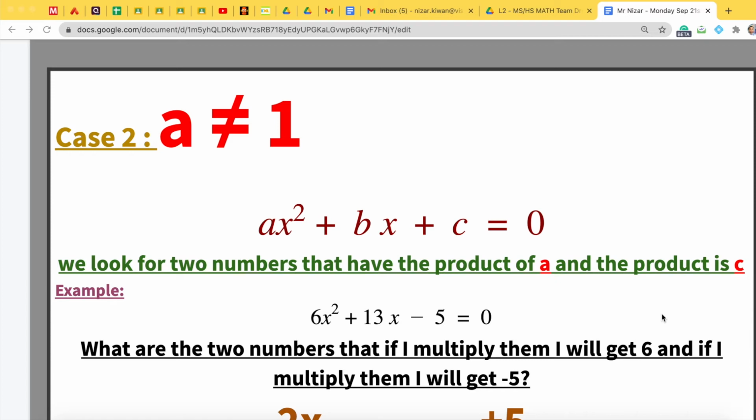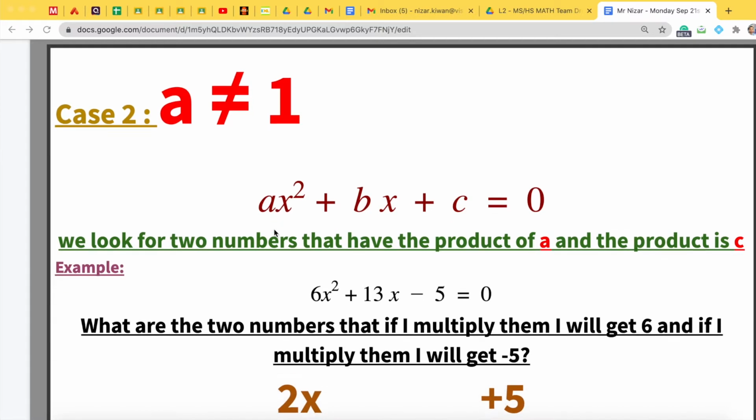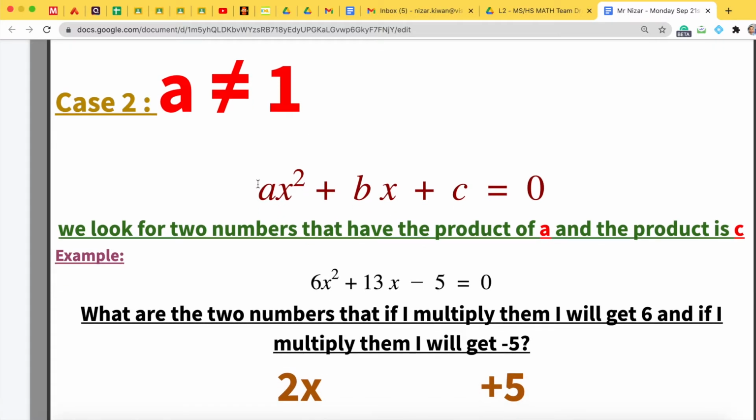Hello everyone, in the past video I taught you how to solve quadratic equations by factoring when a equals 1, and now let's go ahead to case number 2, when a doesn't equal 1. Here we have to use a and c, not b and c like sum and product. We will call this product and product.